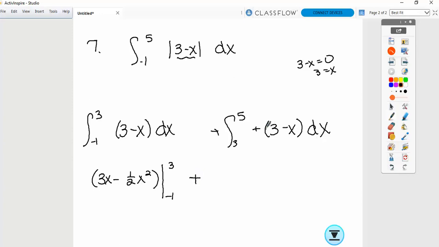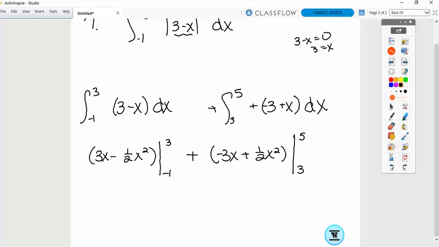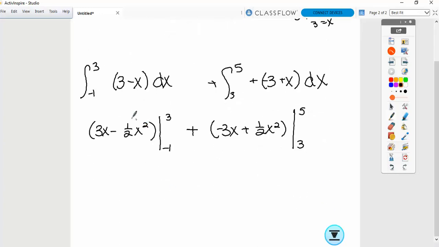This one, if you want to go ahead and distribute that, you can. So the antiderivative of negative 3 is negative 3x. Antiderivative of x is 1/2 x squared. And we're doing that one from 3 to 5. So if we plug in 3, 3 times 3 is 9, 3 squared is 9 times a half would be 9 halves. Minus, when you put in a negative 1, 3 times negative 1 is negative 3. Negative 1 squared is 1 times a half.